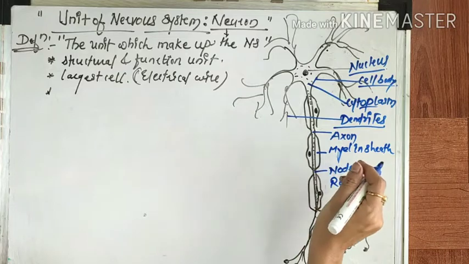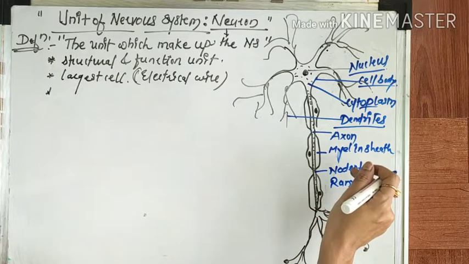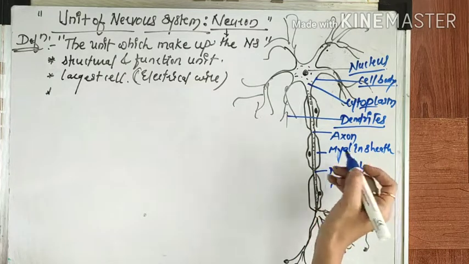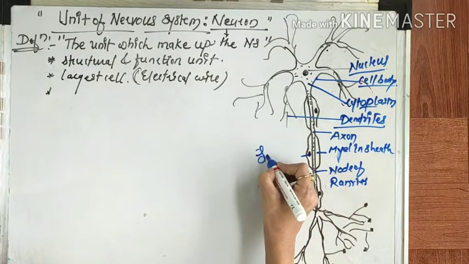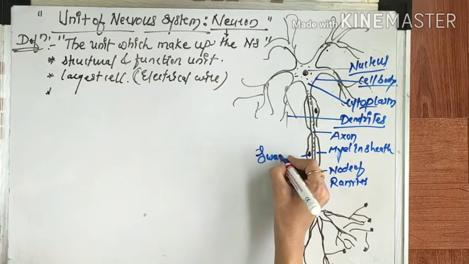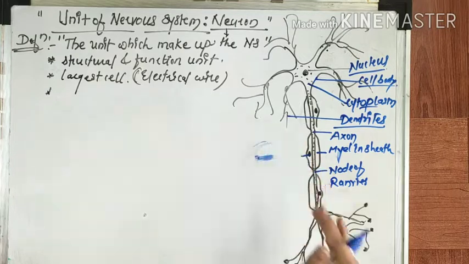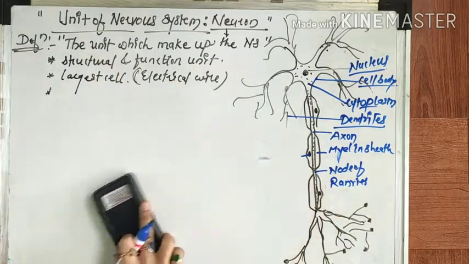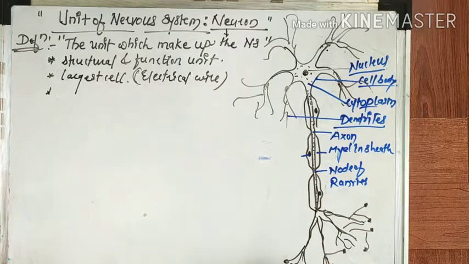This is the myelin sheath, and this is for insulation and protection. And you can see that is called Schwann cells. Sorry, one more labeling is called nerve ending. Okay, so this is all about the structure of a neuron.